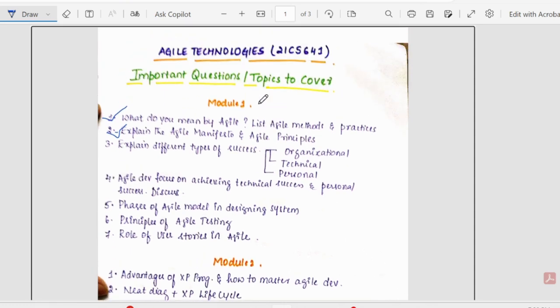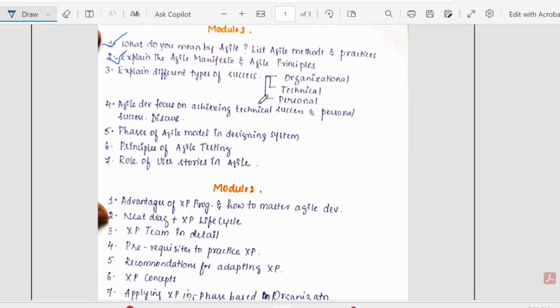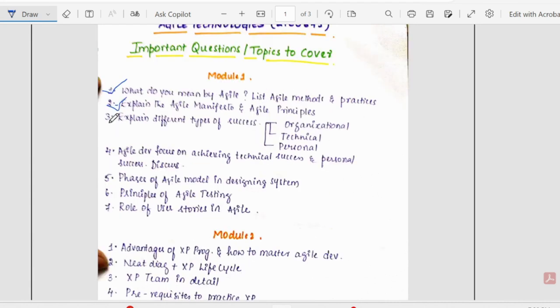One thing, guys, when you are writing an answer for this particular subject, I would suggest that along with whatever you write, give an example, a real life scenario or a hypothetical situation, and try to link the concepts which you have written to real world scenarios. By doing so, it will be easy for the evaluator to understand the concepts, and even for us, it will be easy to fill the pages. So that was the fourth question. Next, we have phases of the Agile model in designing a system. Then we have principles of Agile testing and what is the role of user stories in Agile.